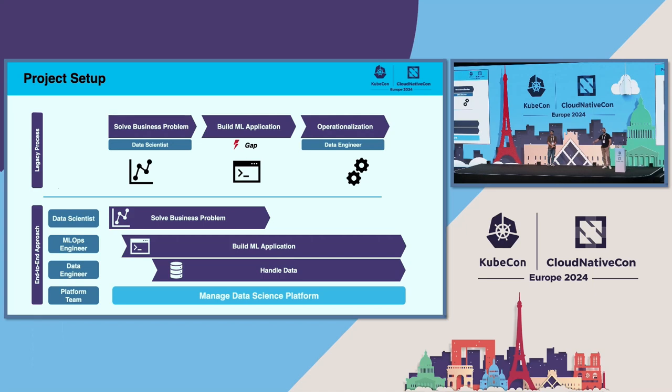This is more of an end-to-end process, right? We have still kind of the same roles, but we added MLOps engineering. So what now happens usually in a project is we have the business problem at hand, the data scientist works on the business problem, and then pretty early, sometimes in the POC, latest in the implementation phase, there is an MLOps engineer involved that is actually building the machine learning application.